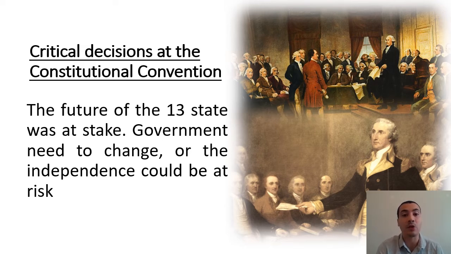For question number 1, part 2, we also have that there were critical decisions in the Constitutional Convention. The future of the 13 states was at stake. Government needed to change or the independence could be at risk. As I said before, states were starting to fight against each other. Some people were starting to think, why don't we call again the King of England? We were better with him. There were rules, there was order. Maybe this republican government that we are trying to create is not for us. So this was very important, scholars. That's why everyone had to take it very seriously to participate in the Constitutional Convention.